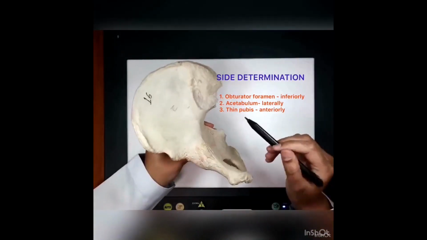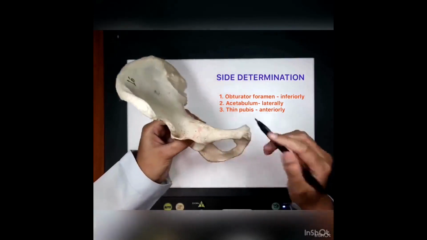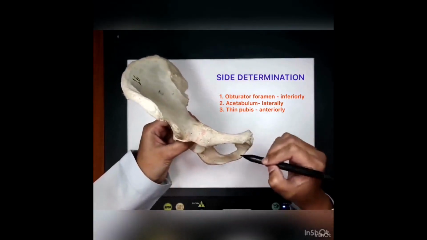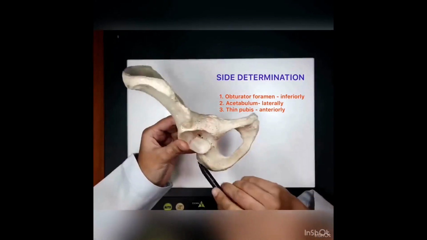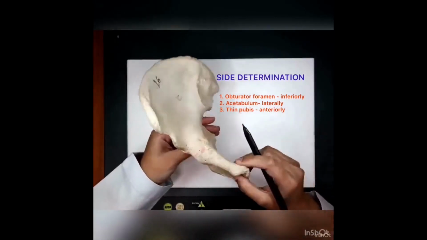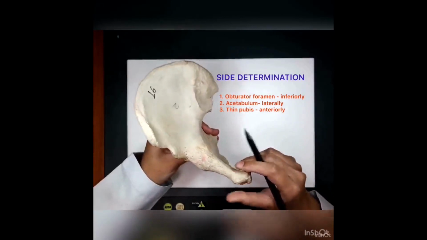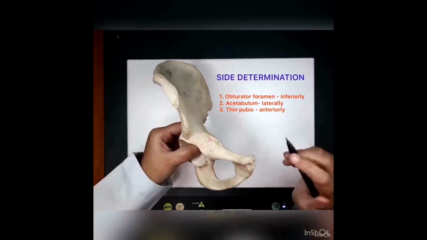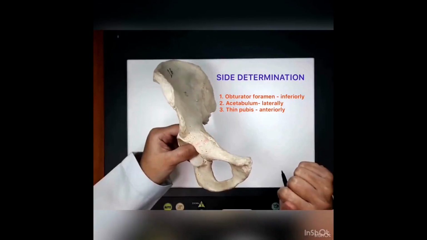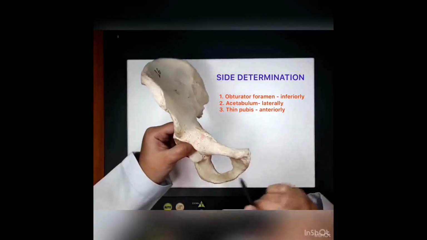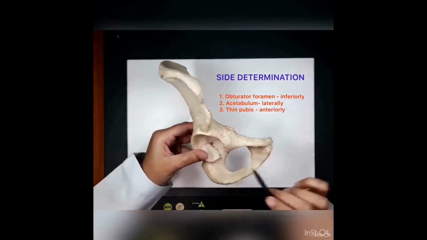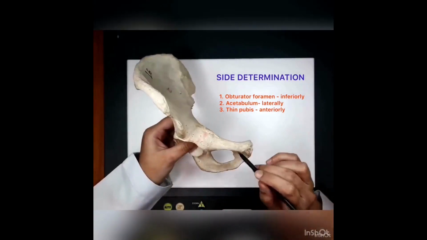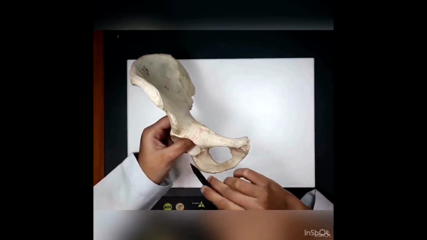And the third dimension is the anterior-posterior. This thin bone, which is known as the pubis, lies anterior to the obturator foramen and this thick bone lies posteriorly. So by keeping these three points in mind, we can tell the side of this bone. This bone is of the right side. I repeat, the obturator foramen lies inferiorly, the acetabulum lies laterally, and the pubis lies anteriorly, with the ischium lying posteriorly.